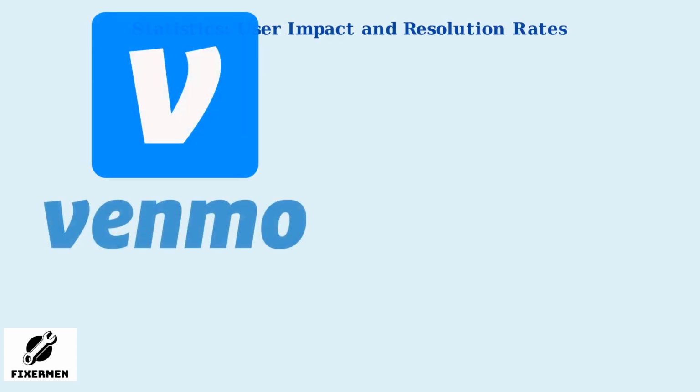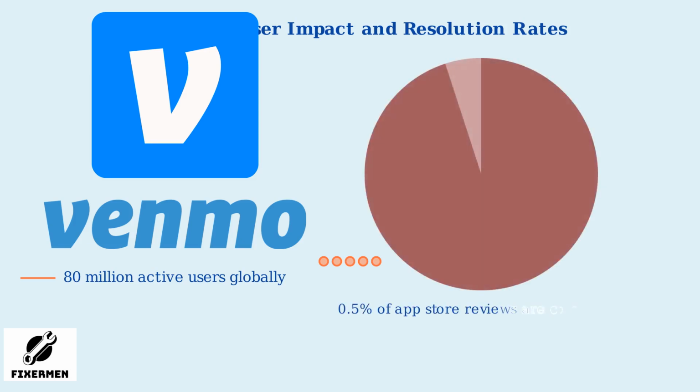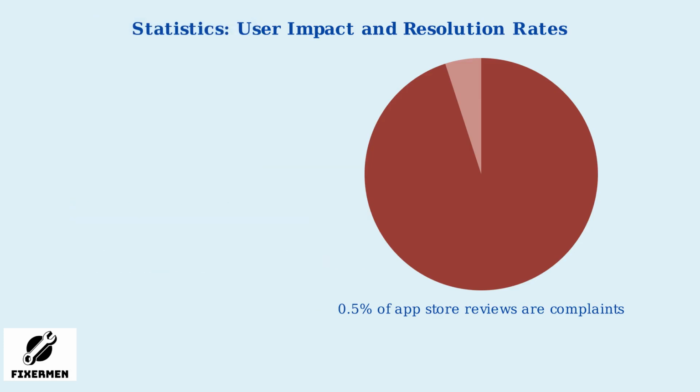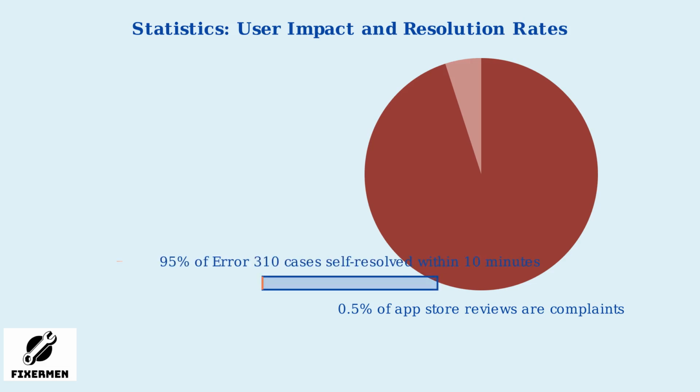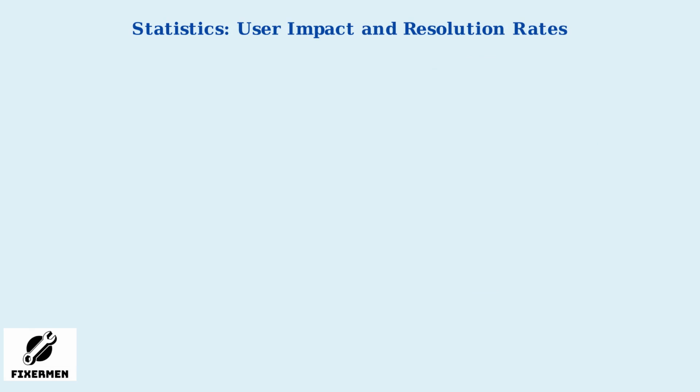Venmo's statistics reveal the scale and manageability of error code 310. The app serves 80 million active users worldwide, making it a major player in mobile payments. Despite its popularity, error 310 complaints make up only 0.5% of all App Store reviews, indicating that most users have positive experiences with the platform. Most importantly, Venmo's support metrics show that 95% of error 310 cases are resolved by users themselves within just 10 minutes, using basic troubleshooting steps. This highlights the app's user-friendly design and effective self-help resources.